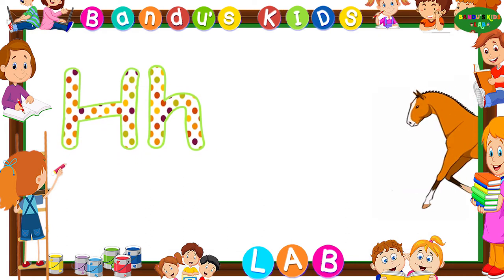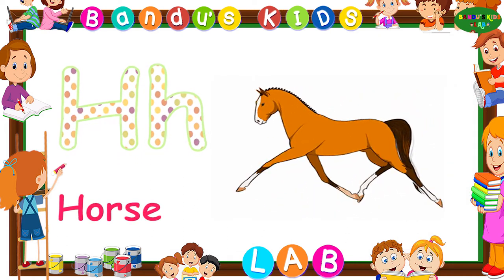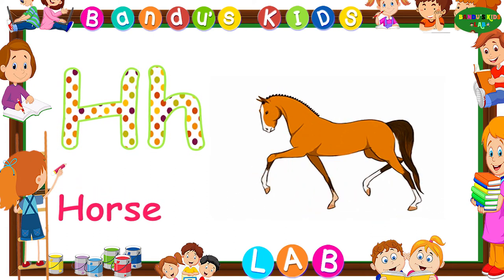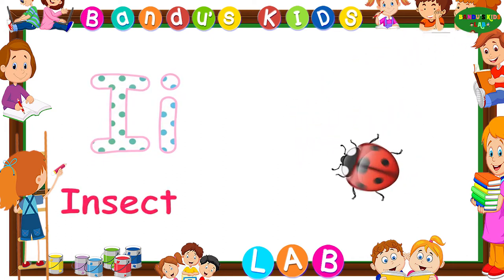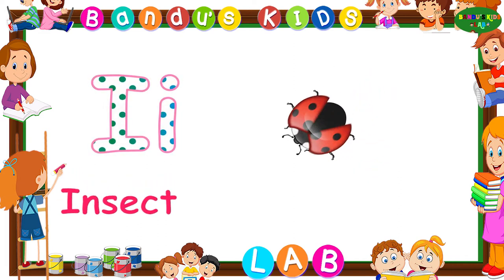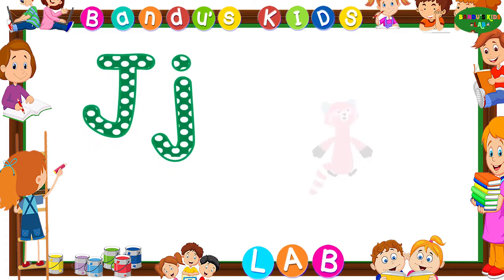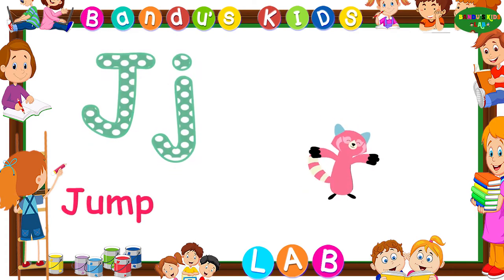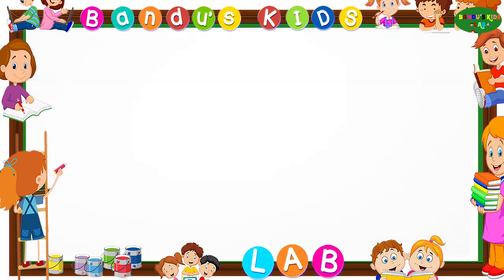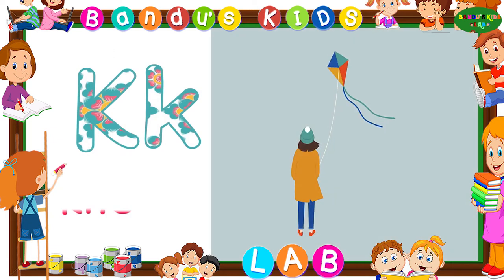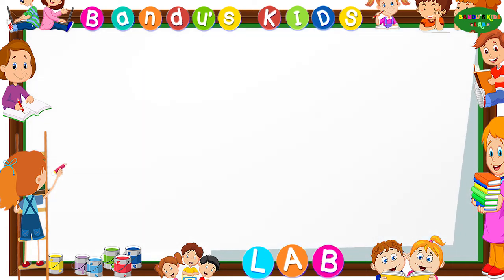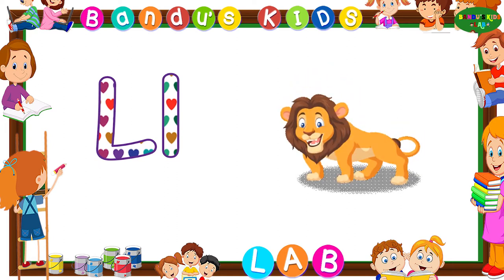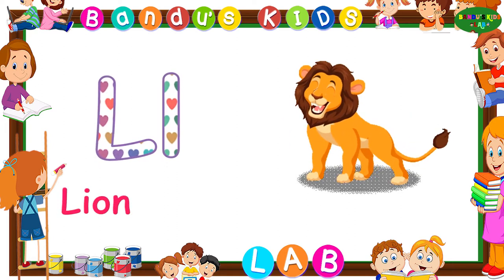H. H is for horse. H, h, h, horse. I. I is for insect. I, i, i, insect. J. J is for jump. J, j, j, jump. K. K is for kite. K, k, k, kite. L. L is for lion. L, l, l, lion.